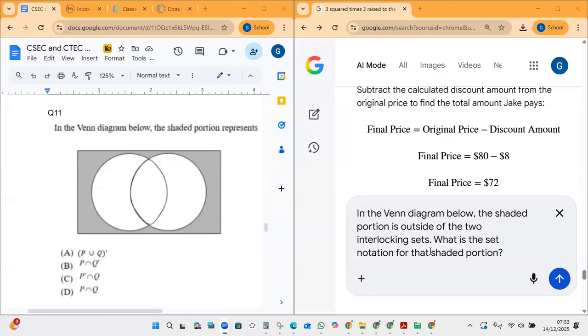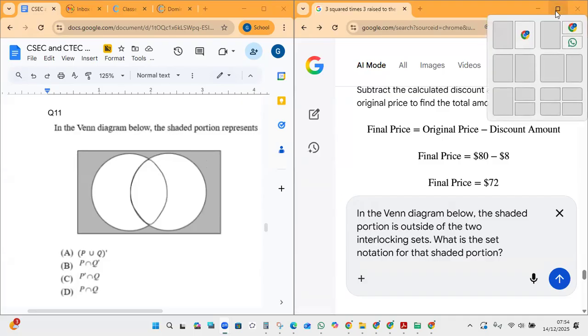Okay, so basically here's how I have written it. In the Venn diagram below, the shaded portion is outside of the 2 interlocking sets. So AI should know what a Venn diagram is, okay? And it should know what I mean by interlocking sets, 2 of them. What is the set notation? Because that's what the question is asking. What is the set notation for that shaded portion, the shaded portion that is outside of the 2 interlocking sets? So let's see if AI can interpret what I have explained to it.